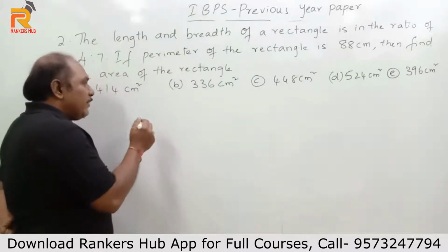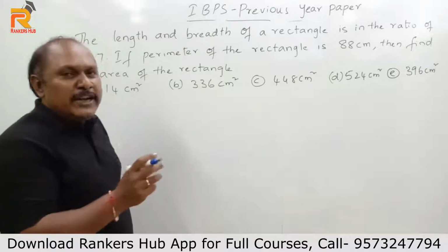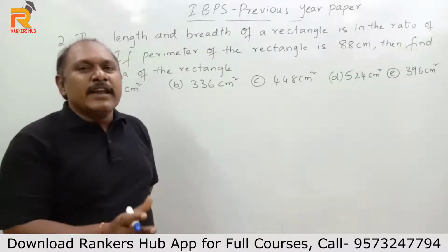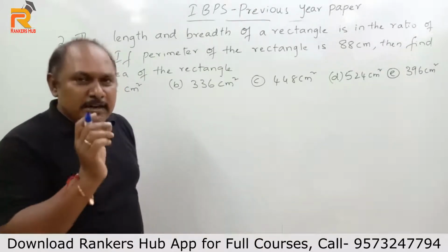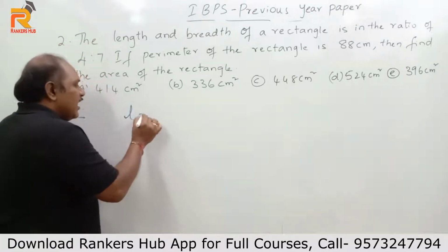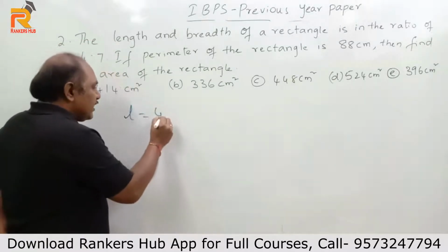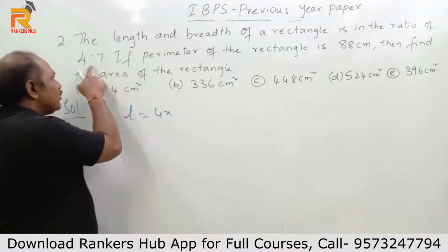We know that the perimeter of a rectangle is given by the formula 2 into (L plus B), and the area of a rectangle is given by L into B. Now see how quickly we can answer here. Assuming length is 4x, because length and breadth are in the ratio of 4:7.